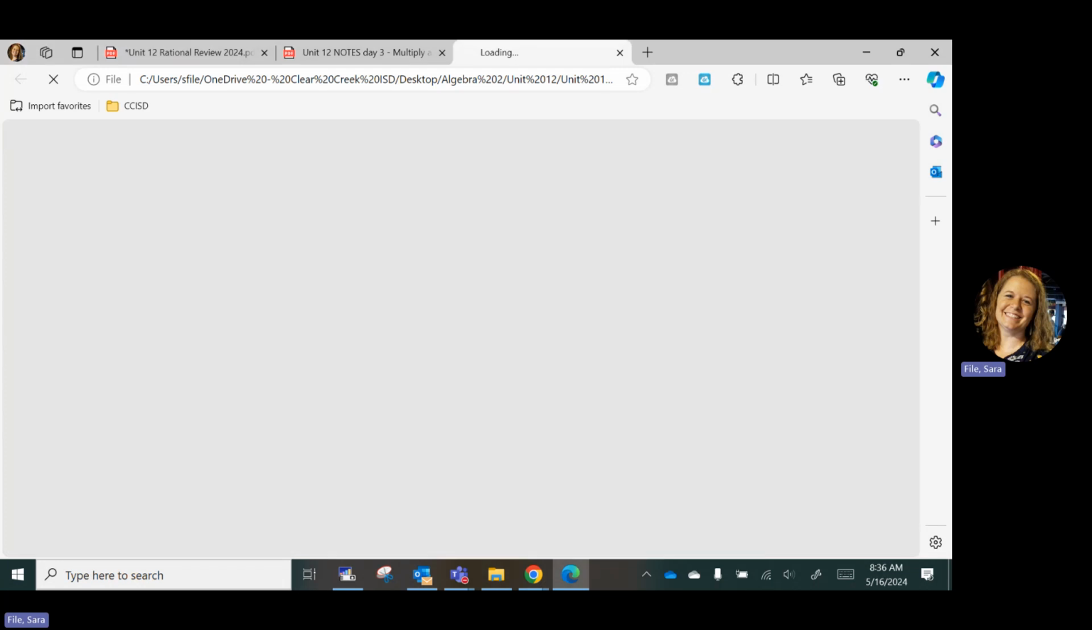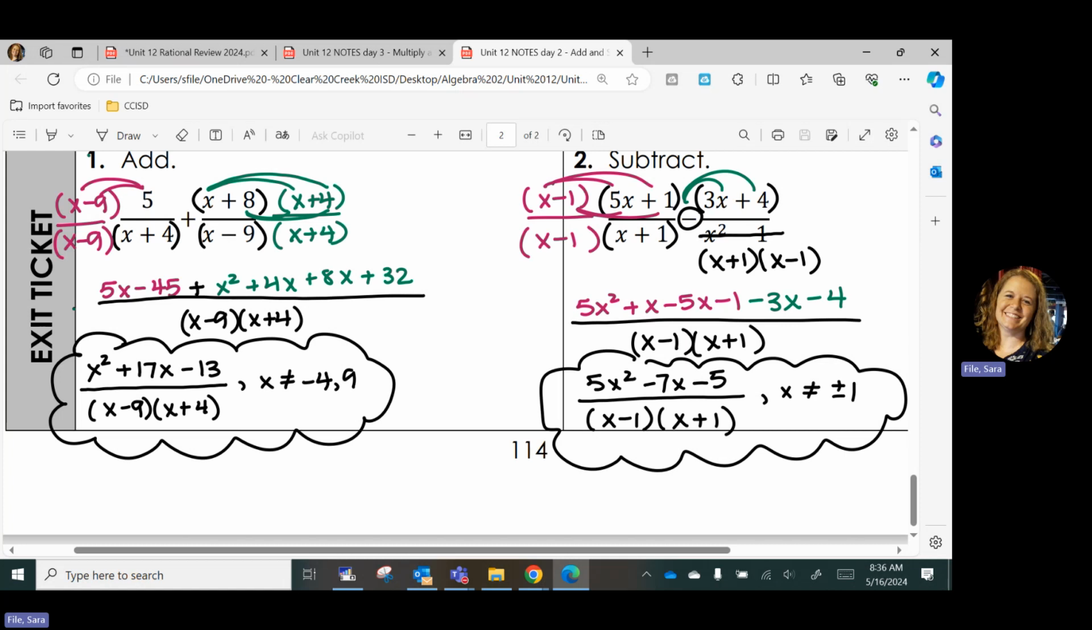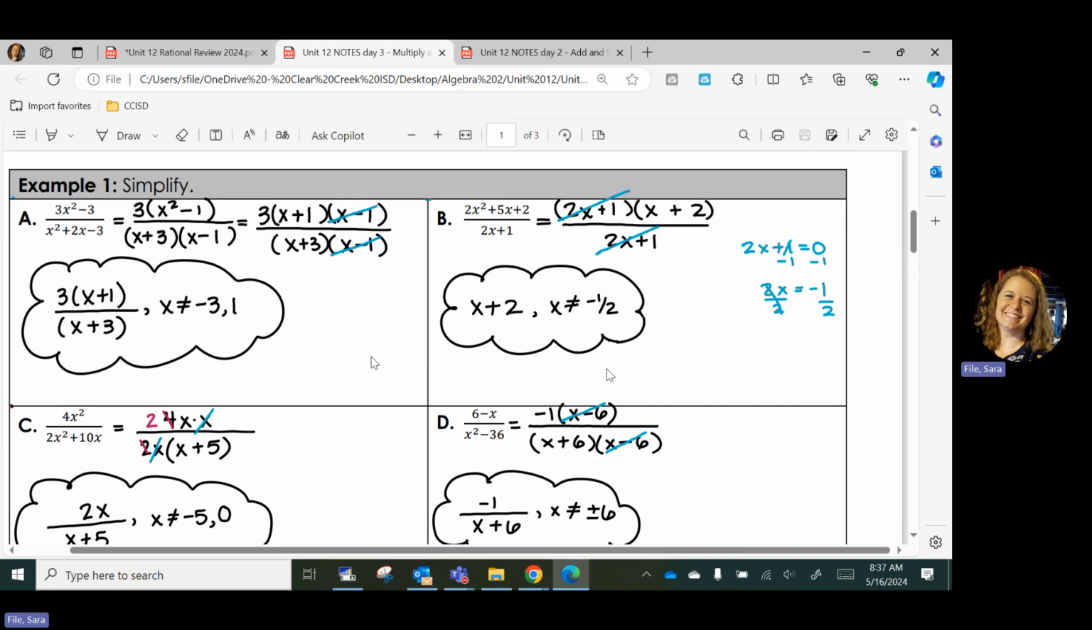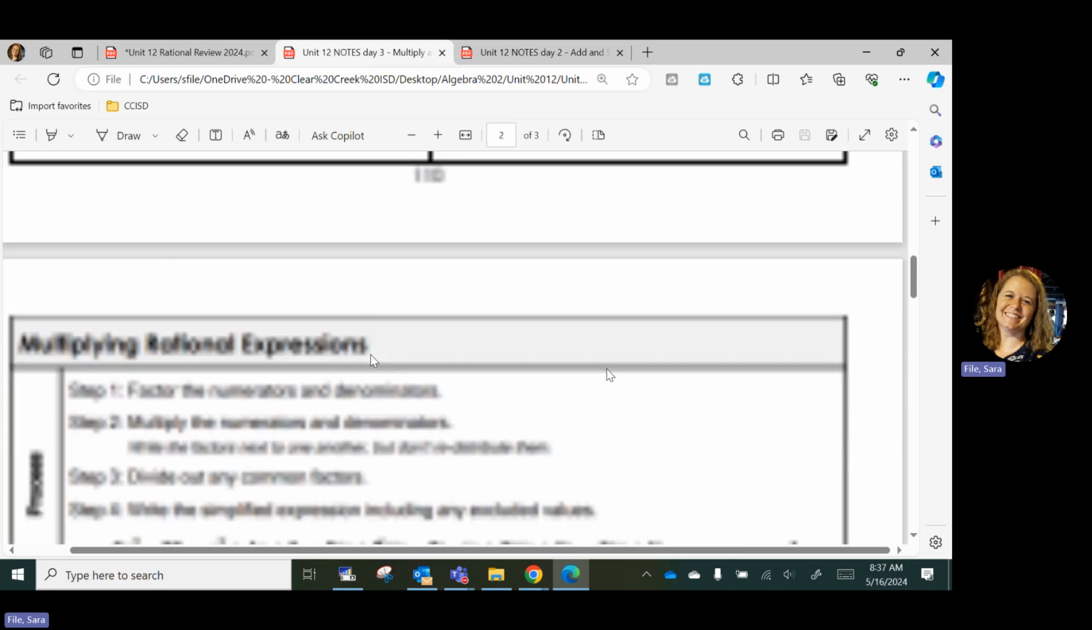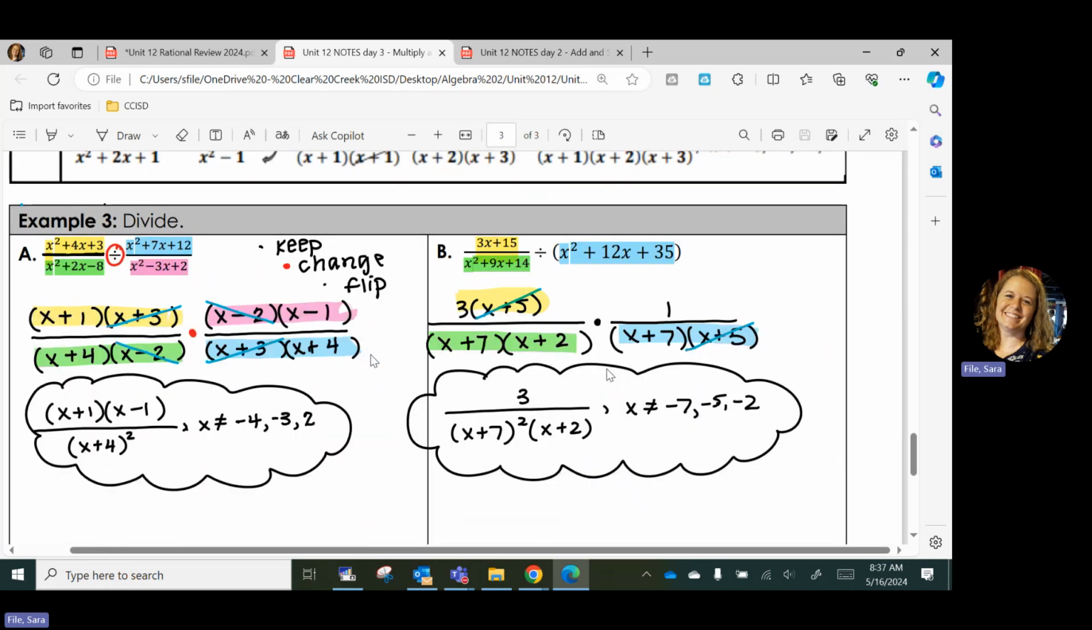I'm just going to pull up these notes to refresh your memory. We'll go back to solving those. Okay, when we were, oh, this was adding and subtracting. Go back to multiplying and dividing. We did the same thing. When we multiply or divide, it doesn't matter. Oh, that was simplifying. Okay, so multiplying, dividing.